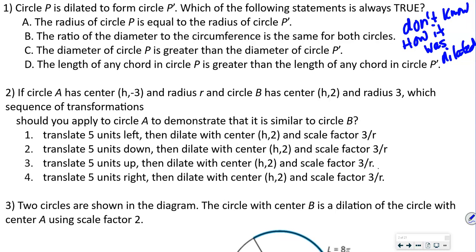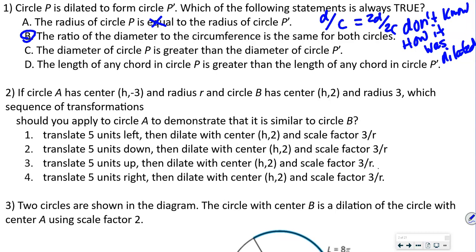So the first one, letter A, says the radius of circle P is equal to the radius of circle P prime. Well, we know that's not true because it dilated. Then it says the ratio of the diameter to the circumference is the same for both circles. This would be true because if we have the diameter over the circumference, it would be equal to 2 times the diameter over 2 times the circumference. So that ratio would be the same, right? So the answer actually is B, but let's talk about why C and D are not the answer.